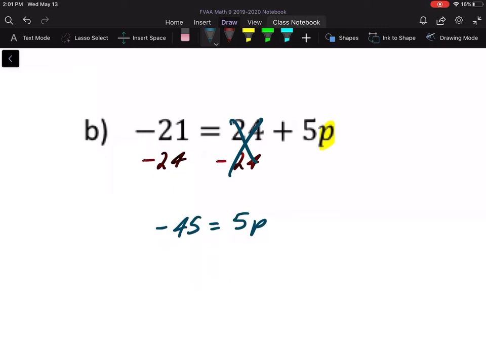Right? All right. And the next step, 5 times p. So because it's 5 times p, I'm going to divide by 5. So 5 divided by 5 is equal to 1. 1 times p is equal to p, right? So I essentially canceled out the 5s there. And whatever I do to one side, I have to do to the other side. All right? And so that cancels out. I'm left with p. And then negative 45 divided by 5 is negative 9.